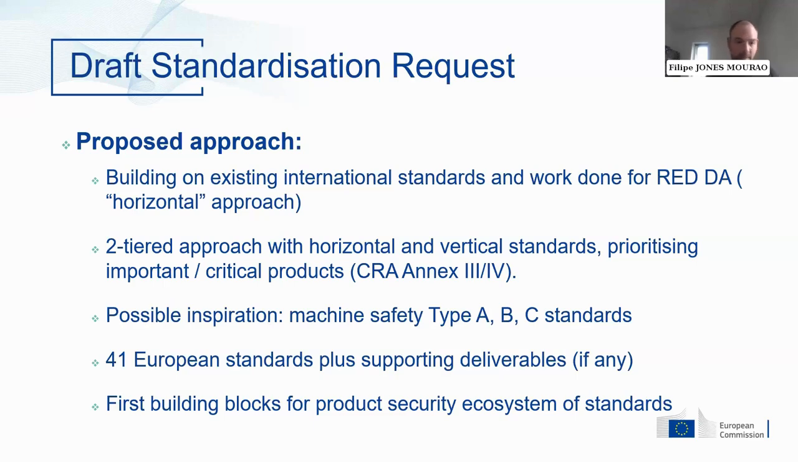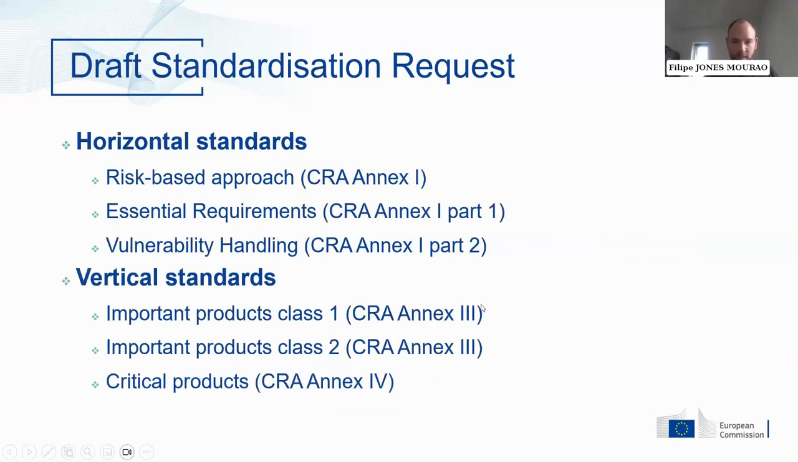In some cases, there may be an additional burden if you choose not to follow the harmonized standard where one exists. In particular, the class one products in Annex 3, the important products class one, say that if you have a harmonized standard and you follow it, then you don't need to go to a notified body. That means you don't need to do any third-party conformity assessment. You can just self-assess based on the harmonized standards.